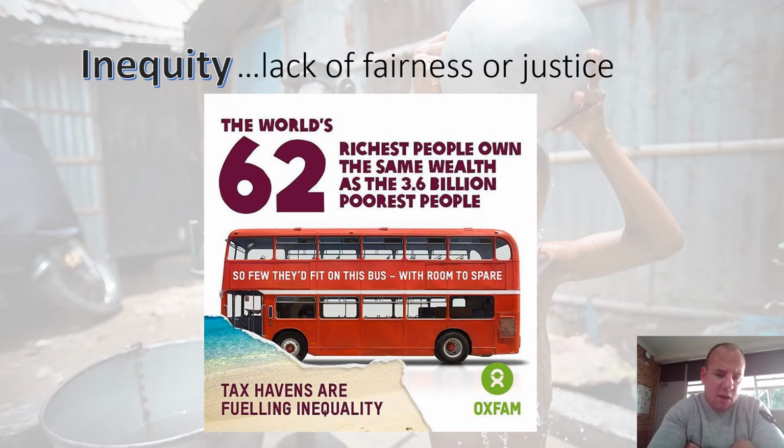So let's get started by looking at that word inequity. Basically, that means the lack of fairness or justice, and I've got this infogram from oxfam.com.au, and it basically summarises what the biggest problem is. The world's 62 richest people own the same wealth as the 3.6 billion poorest people. It's really important to look at that and understand that there's a real unevenness of wealth around the world, and that's heavily linked to development. So that's what we're going to be looking at today and throughout this unit of work.